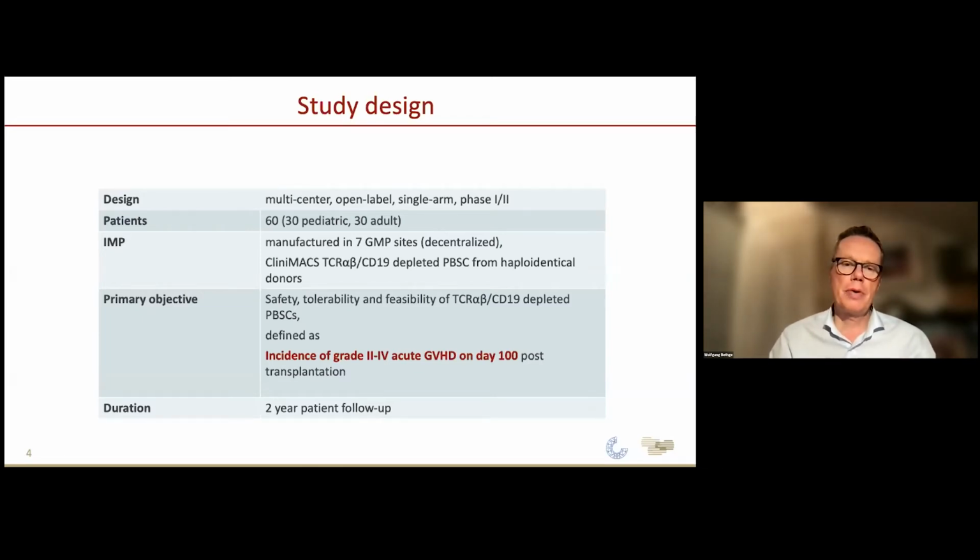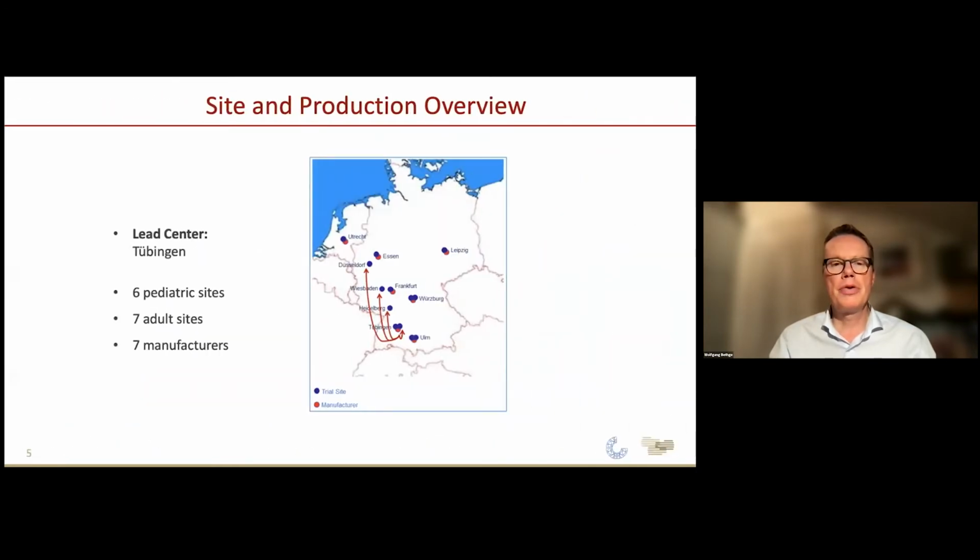And this was measured by the primary objective, which was the incidence of grade 2 to 4 acute GVHD on day 100. We present here data with a 2-year patient follow-up. And you see here the centers which have been involved in blue, all the clinical trial sites, and the manufacturing centers are depicted in red. And a few centers had no opportunity or no GMP production site for graft depletion, which we then supplied with a depleted graft from Tübingen.